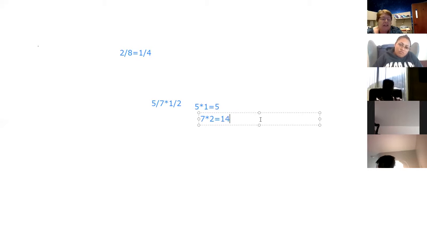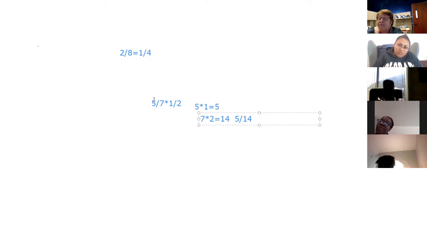Equals 5, and then 7 times 2, 14. So we'll have 5/14. So when you're multiplying, you're going to multiply straight across, right?